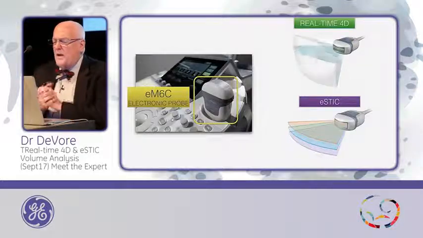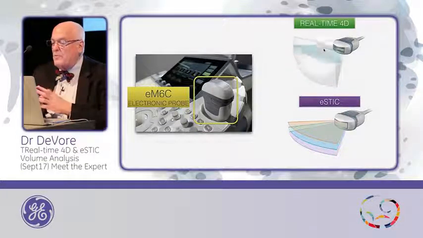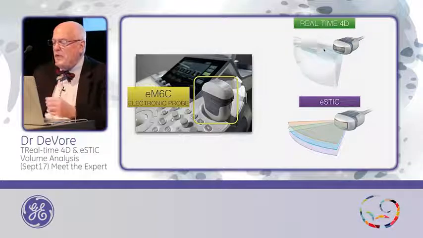So what happens? With real-time 4D, we have a very rapid sweep, as you'll see in a moment, that collects data points called volumes. And so it's sweeping. As it sweeps, it collects a volume over the distance that one has chosen.